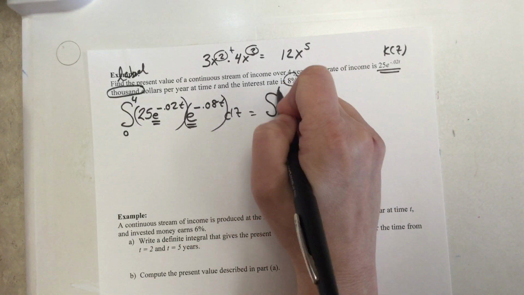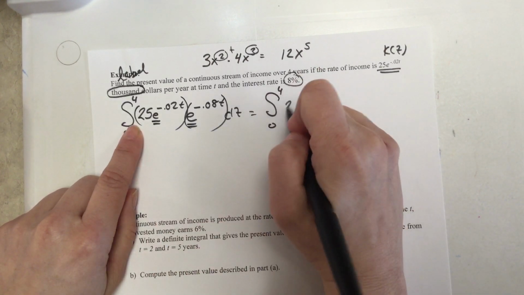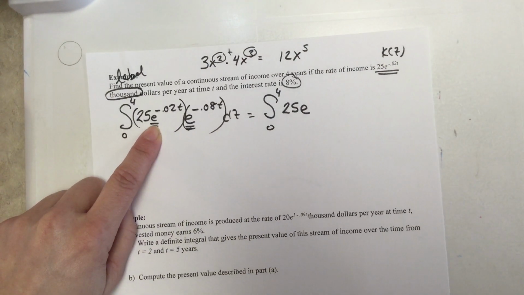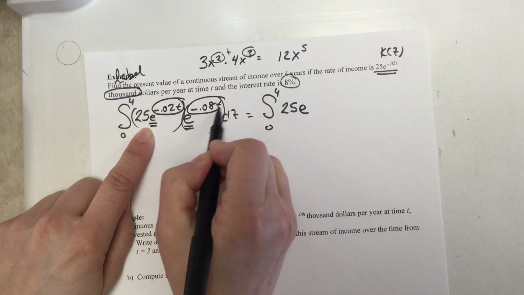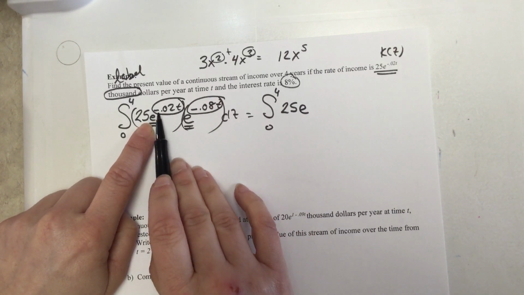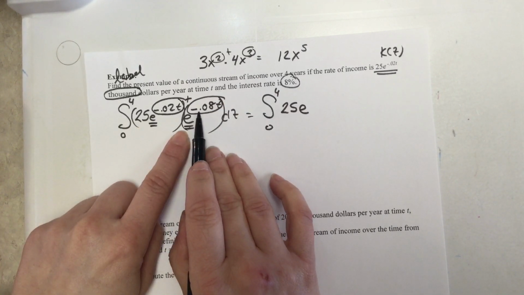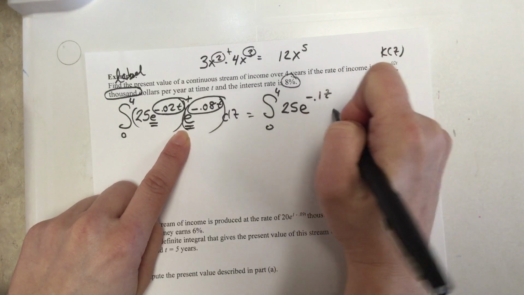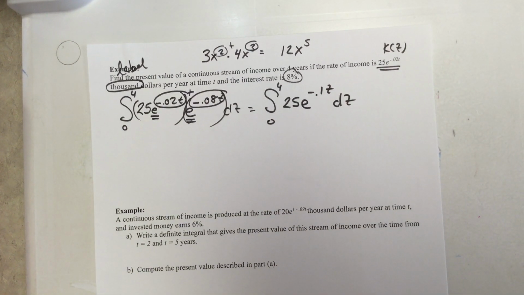Check this. So 0 to 4, this has an unwritten 1 in front. So 25 times 1 is 25. My common base is e, so you only write it once. You're multiplying, so you add the exponents. If I take negative 0.02t plus negative 0.08t, I get negative 0.1t dt. Here is your problem. So stinking fun. I got so excited when I did this last night.